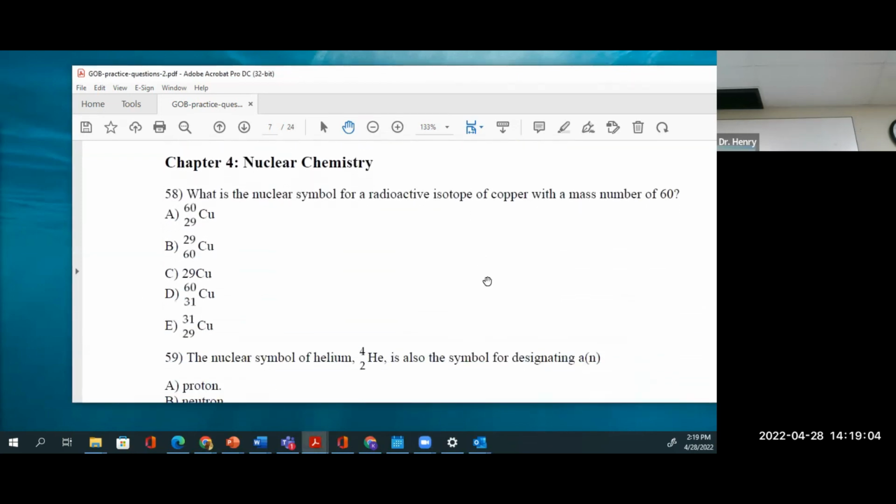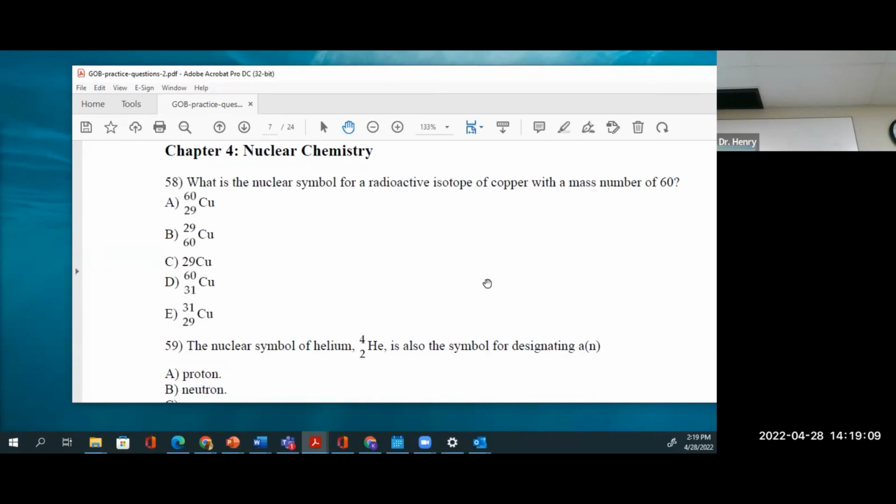Nuclear chemistry. We didn't go over this, so I'm going to skip it. Actually, you should be able to get this. First one. What is the nuclear symbol for the radioactive isotope of copper with a mass of 60? Mass number 60. What was that? Are you sure? That's 60 at the top? There's two of them. So we know it can't be this one. We know it can't be this one.